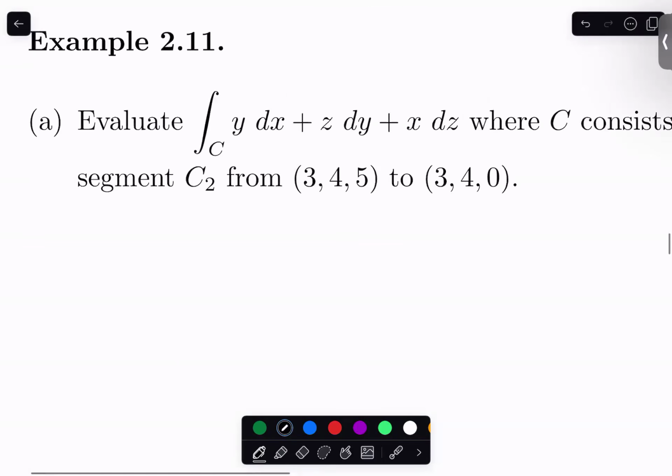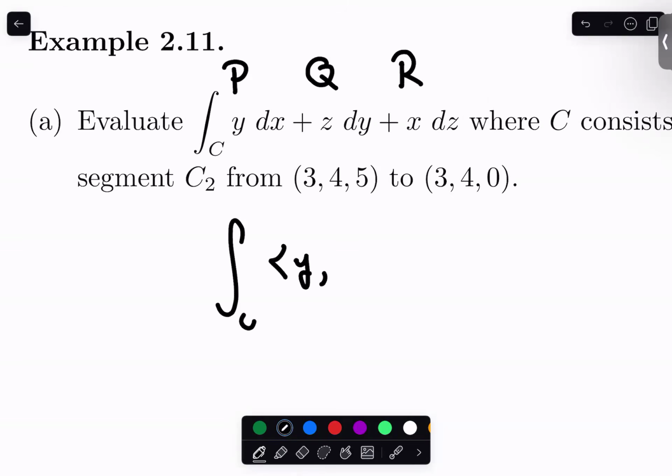And what we need to realize here is that the thing next to the dx is the first component, P, of our vector field. This is going to be Q, and this is going to be R. So if I wanted to rewrite this using my working definition, this would be y, z, x dot r prime of t dt. So my vector field here is y, z, x. Again, the thing next to the dx is the first component, the thing next to the dy is the second component, and the thing next to the dz is the third component.